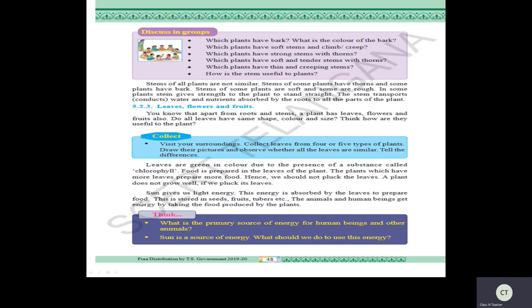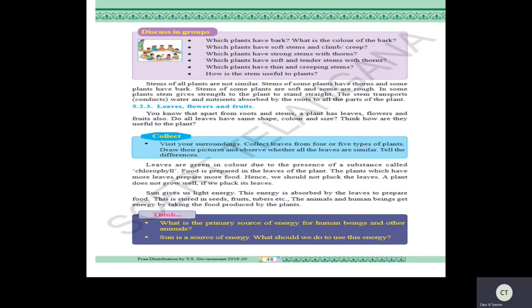So what are the ingredients here? First thing is light. Now this is stored in seeds, fruits, tubers, etc. All this light energy is stored in these parts. Now the animals and human beings get energy. How are we getting energy? By taking the food produced by the plants. Through the plants only we are getting all fruits, vegetables, leafy vegetables, everything, right? If we eat all those foods, then we are also getting the energy.